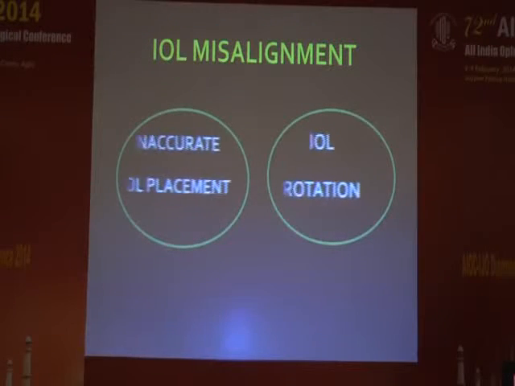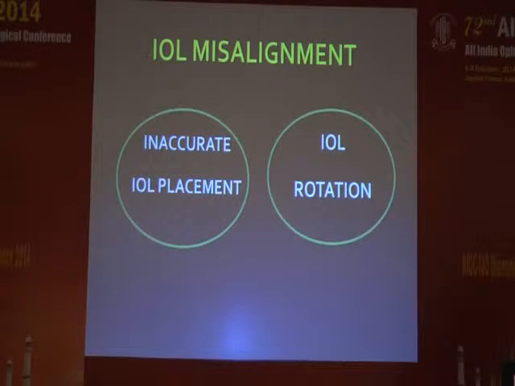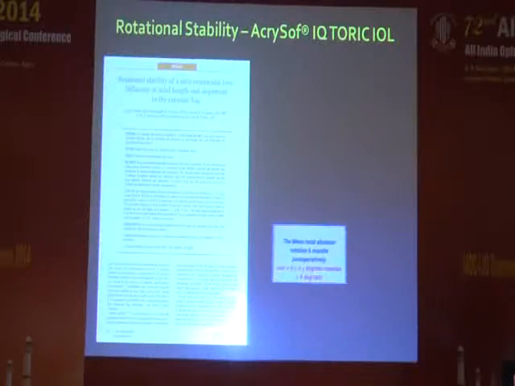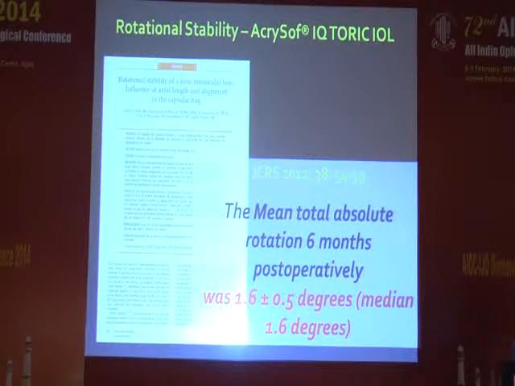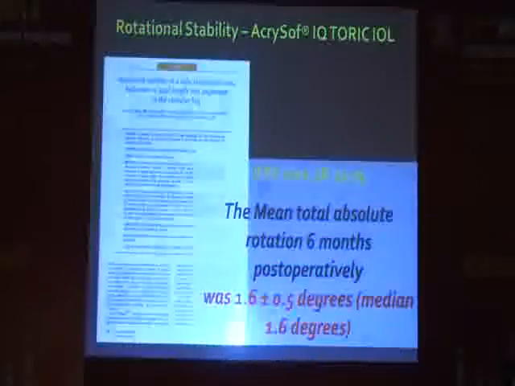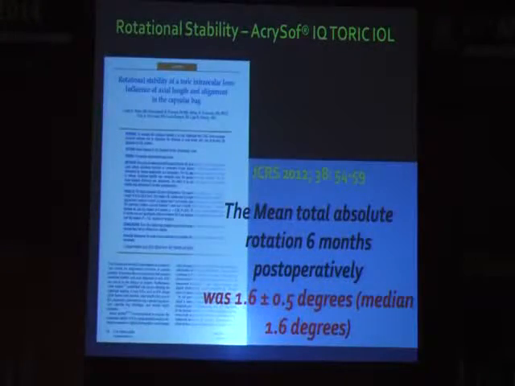Lenses can be misaligned if they are inaccurately placed, or there is a rotation, or both. Rotation used to be an issue mainly with silicone lenses. However, nowadays the lenses are hydrophobic acrylic material, and studies have shown that the rotation of such lenses is just about 1 degree at 6 months of follow-up. So the problem is not the rotation, but the inaccurate placement.